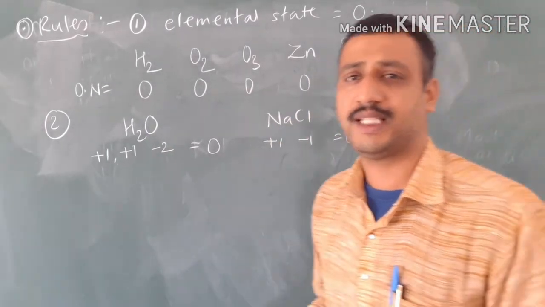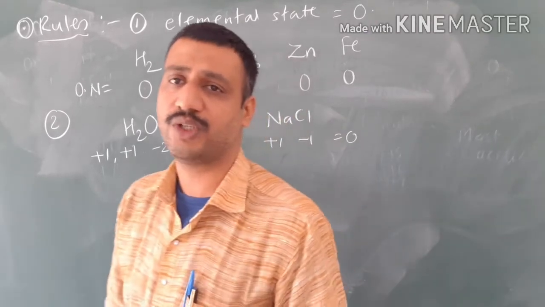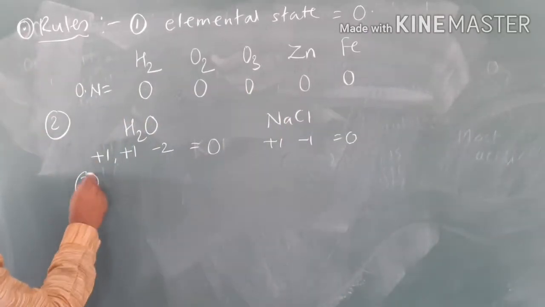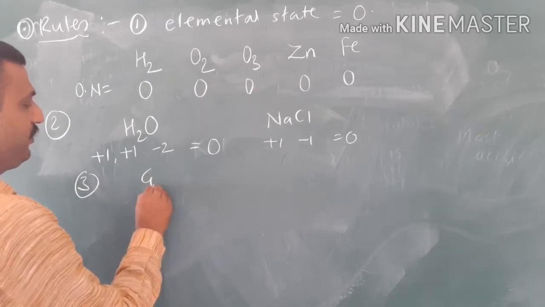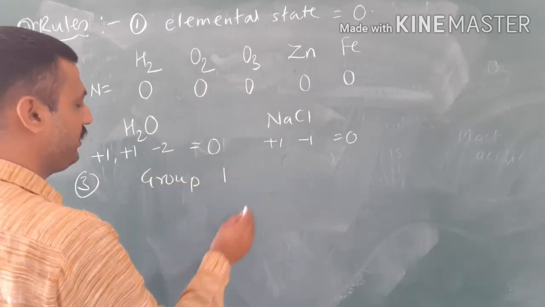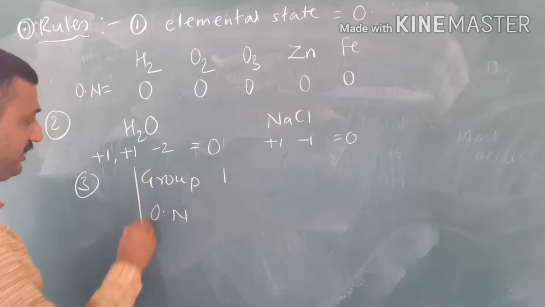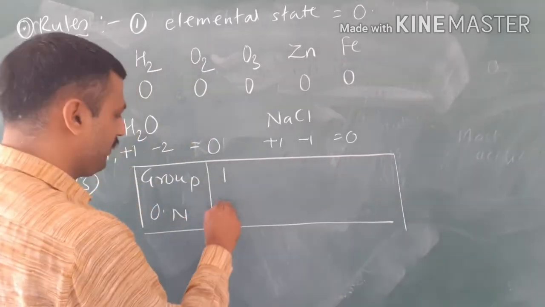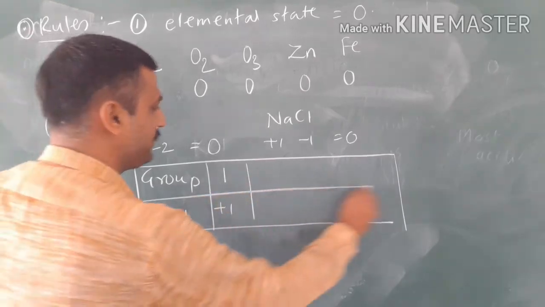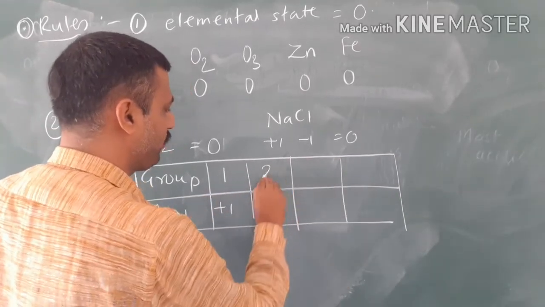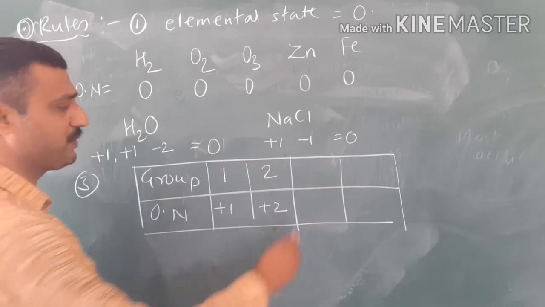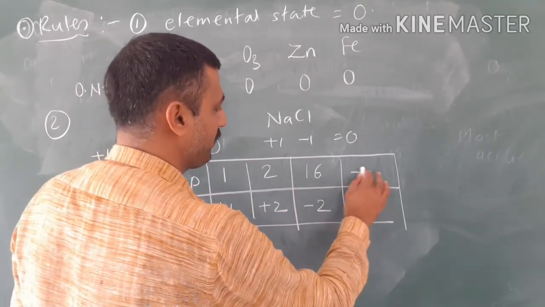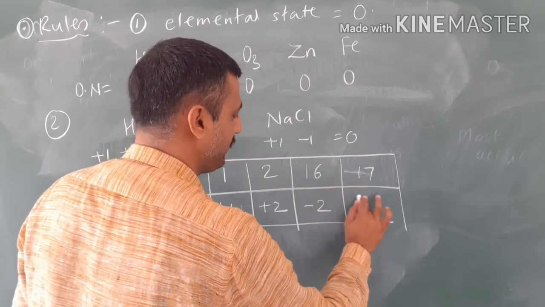So let's look at the next rule, which is the most important rule for the determination of oxidation number. The oxidation number of species belonging to group number 1 is +1. Those elements in group number 2 have oxidation number +2. Group number 16 has oxidation number -2. Group number 17 has oxidation number -1.